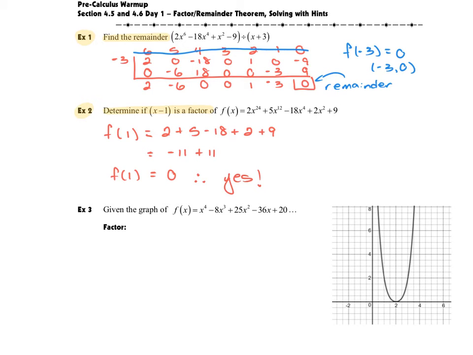Before I move on to the next one, I want to go back up to example 1, and I want to call your attention to one last thing about this particular dividend. When I look at this dividend right here, this 2x to the 6th minus the 18x to the 4th plus x squared minus 9, I want you to be comfortable recognizing that this particular dividend right here, this polynomial with 4 terms, could factor by grouping.